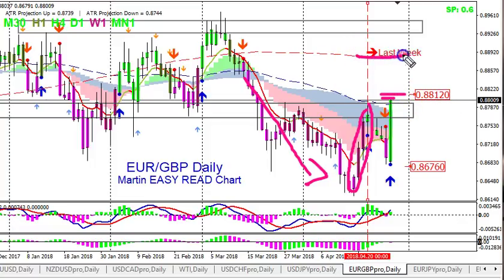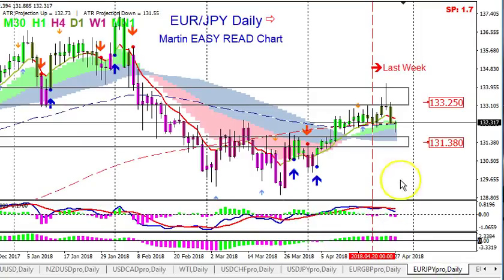0.8812. Here is our next area of resistance with this very powerful moving average right up here. So price from here could go up to here, okay? And if you think the same way, look for buys above 0.8812. If you think price is going to come down, reverse, and go lower, you'd have to look at sells below 0.8676, okay? Let me take that off. The Euro Japanese yen.